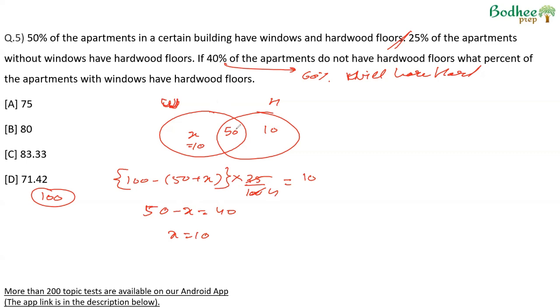So 50 houses have both of them. 10 have only hardwood floors. 10 have only windows, and therefore 30 have none of them. So if you look at apartments without windows, 30 plus 10, 40 apartments without windows, 25% of them, 1/4, have hardwood floors. So this is the constraint that we are looking at. The question says, what percentage of apartments with windows, apartments with windows is 50 plus 10, 60, have hardwood floors. 50 out of these 60 have hardwood floors, and therefore 5 by 6 or 83.33 becomes the answer.